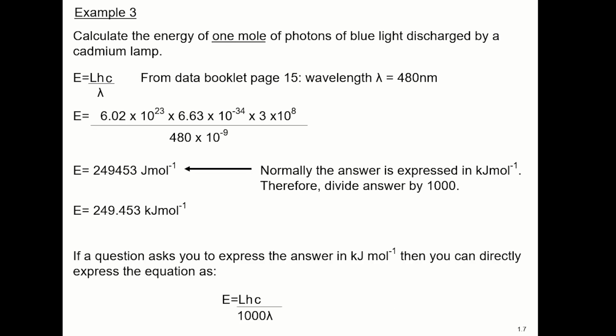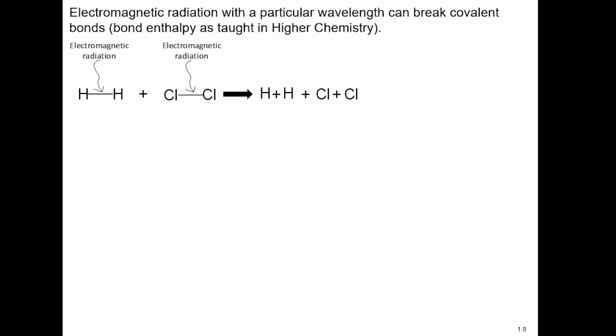You could substitute that 1,000 in, and I've put that in here in the slide as well. If it asks you to express the answer in kilojoules per mole, you can directly put that 1,000 as a denominator. I don't tend to do it that way. I like to just convert at the end. I keep it all the same, so I do this version, but some of you will have preferences in doing it in a slightly different way.